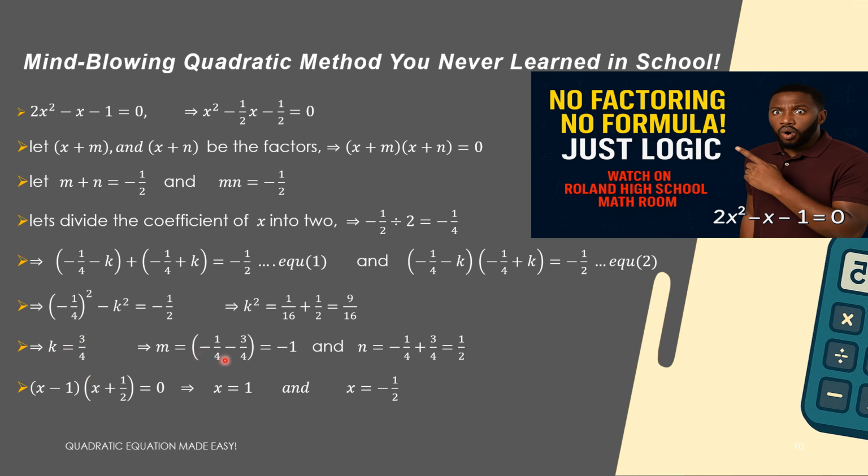So the m is equal to the first bracket. We subtract the k from it and we have negative 1. The n is equal to the second bracket. We add the k, and the end result will be 1 over 2. Put the m and the n where they are supposed to be with respect to these particular factors. When you do that, x minus 1 equal to 0. So x will be equal to 1, and x plus 1 over 2 equal to 0. So x is equal to negative 1 over 2.